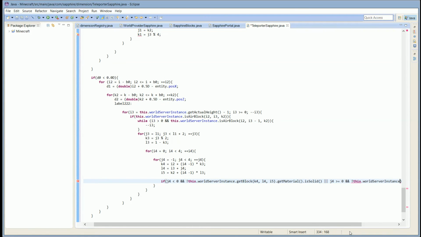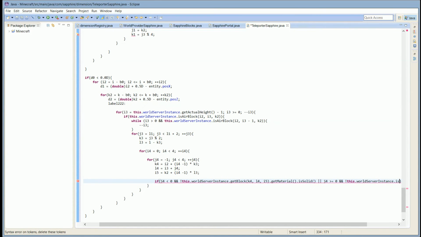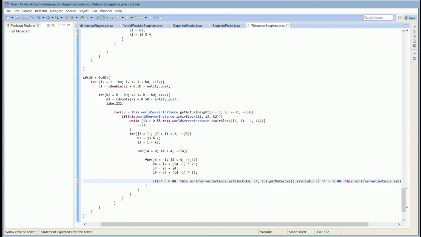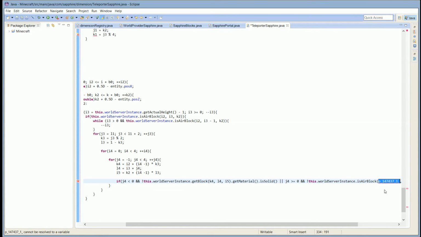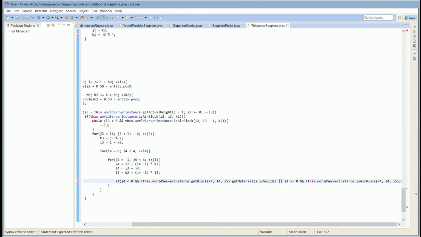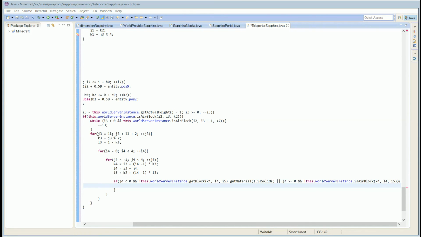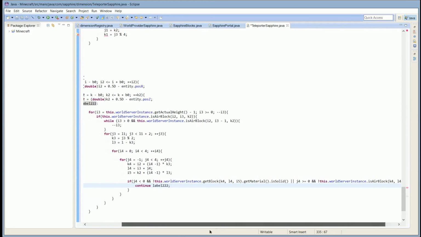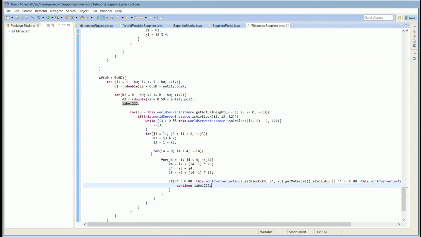this dot world server instance dot is, what is it? Is air block. Sorry. Dot is air block at K4, L4, and I5. Then continue on with label 222. Label 222, as we specified earlier, was the stuff up to here. All this stuff in here is label 222. That's why there's a colon there.